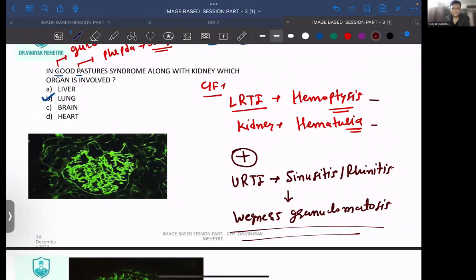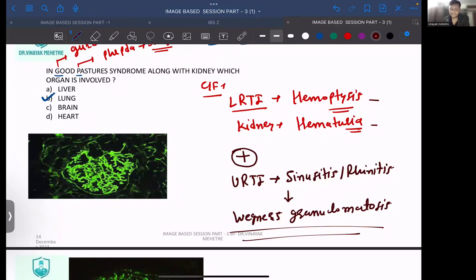The exam is never going to be easy unless you understand everything. LRTI plus hematuria: answer is Goodpasture syndrome. LRTI, hematuria plus sinusitis, right? That means runny nose. Answer is Wegener's granulomatosis.